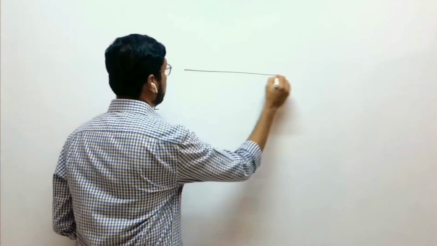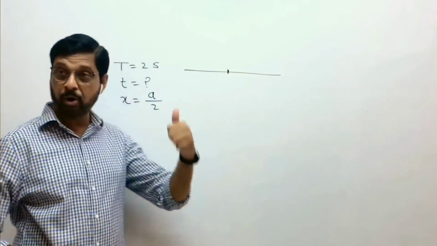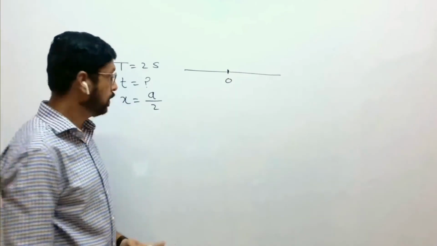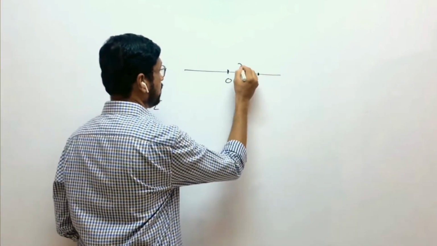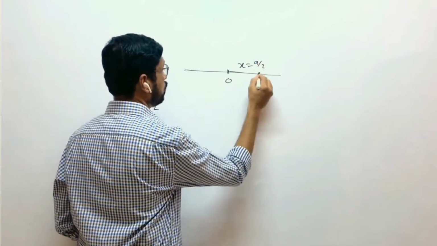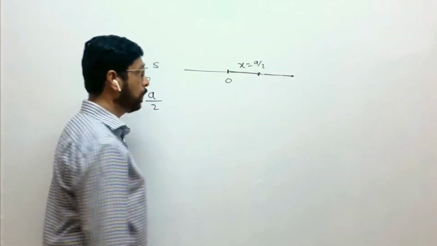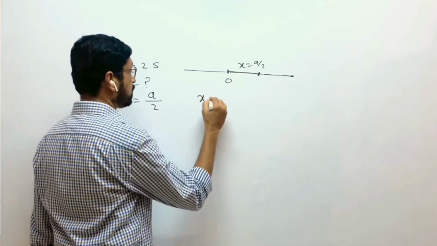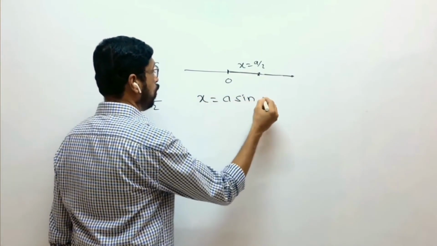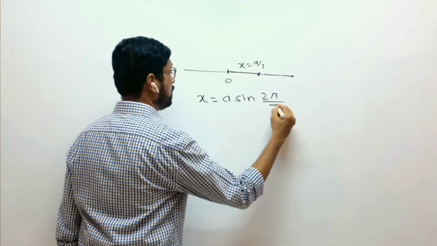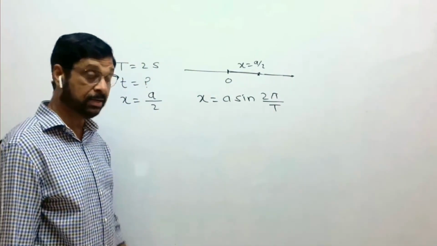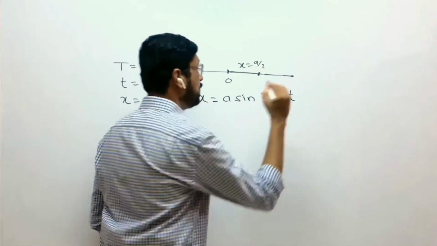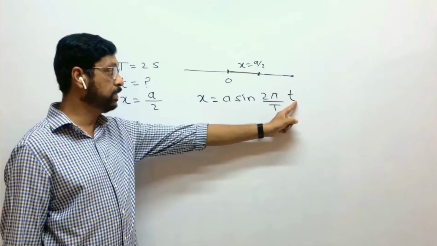So nothing is said about the starting point of the motion, means it starts from the mean position, and the displacement x is A by 2, half of the amplitude. And what is the time taken for that? So simply x is equal to A sine omega t. Omega is 2 pi upon capital T. So A sine omega t, and we have to find the value of this small t.